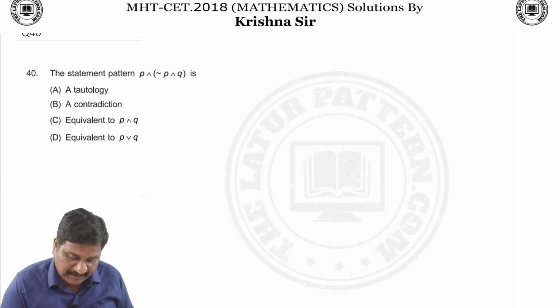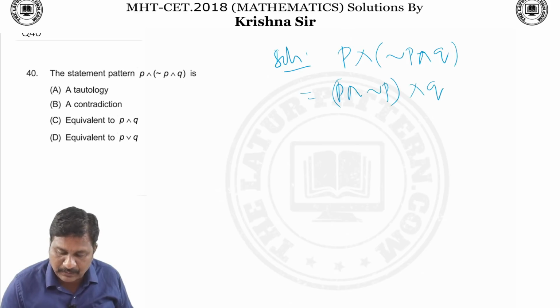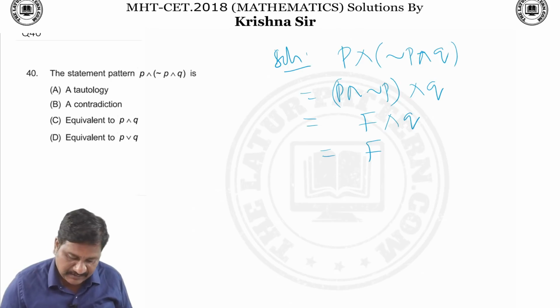The solution of question number 40. The given statement is P and negation of P and Q. Now by associative law, P and negation of P, and Q. P and negation of P gives false, and Q, which gives false, and it is a contradiction. Therefore the option is B.